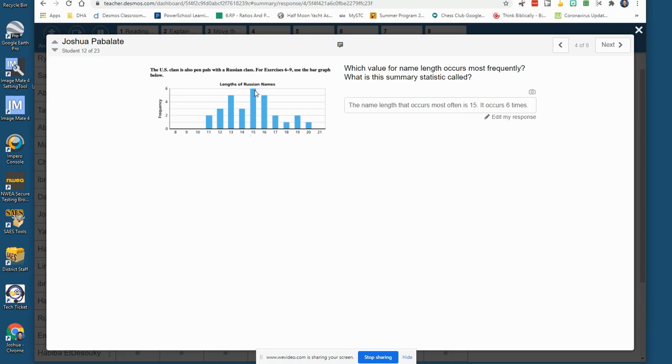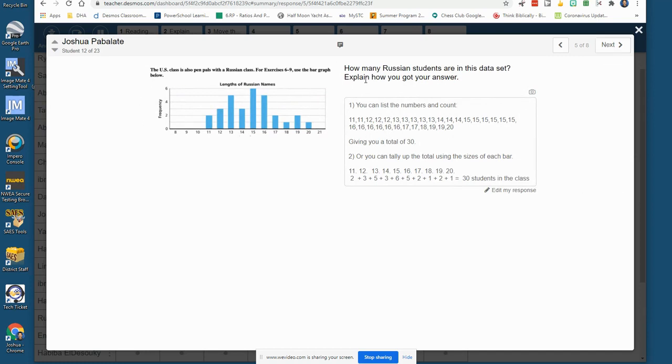It's the highest bar, pretty straightforward. It occurs 6 times, and that is the mode. The summary statistic is the mode, because that's what the definition of mode is, the one that occurs most often.